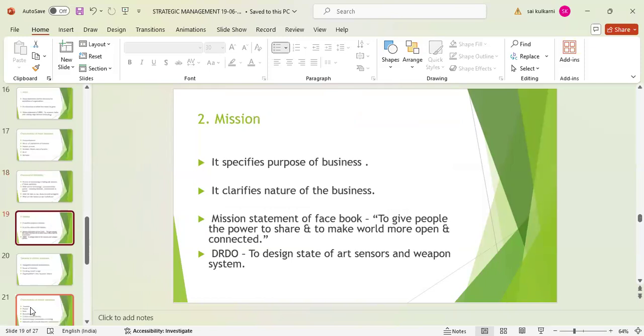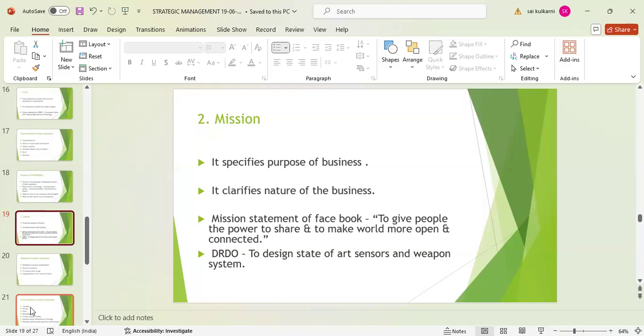Now, next, we have discussed a lot about the vision statement and the characteristics of a vision statement. Now the next step is mission. You have to study the mission or mission statement in strategic management. It is the first step of strategic management.